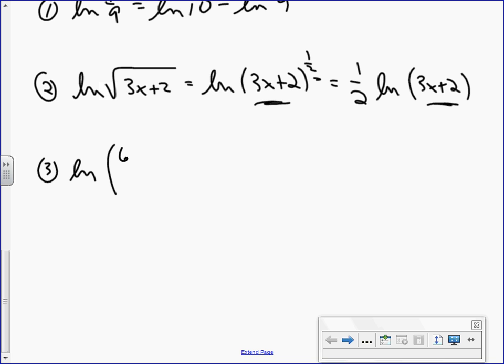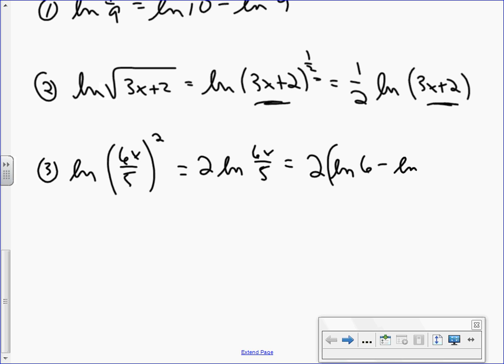The natural log of 6x over 5 squared. Okay? I'm going to do this piece by piece. First, I'm going to pull that exponent down, 2 times the natural log of 6x over 5. And then I'm going to switch to the subtraction, 2 times the natural log of 6x minus the natural log of 5. And then if you wanted to, you could use the distributive property. Whether you have to do that or not sort of depends on where we're going with this. Okay? I think I left something off. Natural log of 6x, sorry. There it is, 6x. And then kind of hiding right here is that that's multiplication. That's 6 times x.